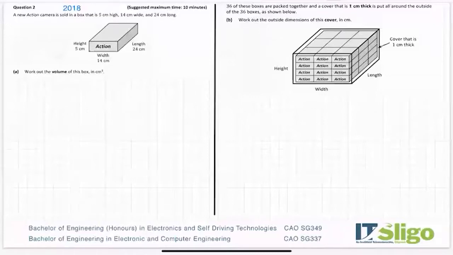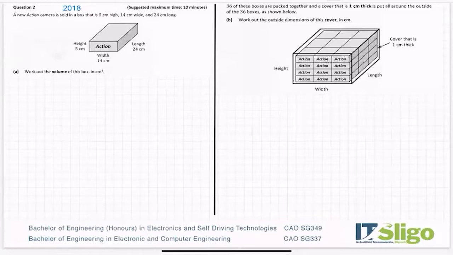Right, 2018 had another question, question 2. And it looked at the volume of a box or a cuboid. A new action camera is sold in a box that is 5 centimeters high, 14 centimeters wide, and 24 centimeters long. And they have a diagram there for you. Work out the volume of this box in centimeters cubed.